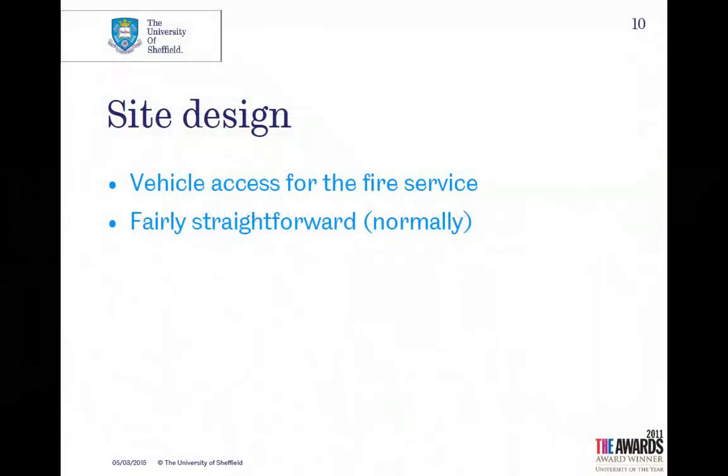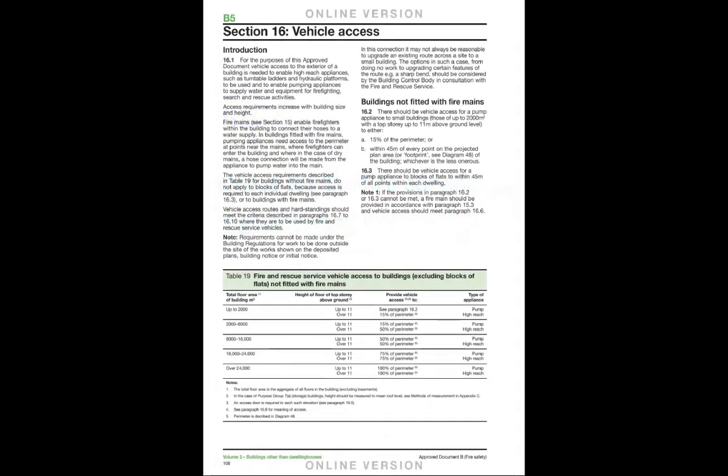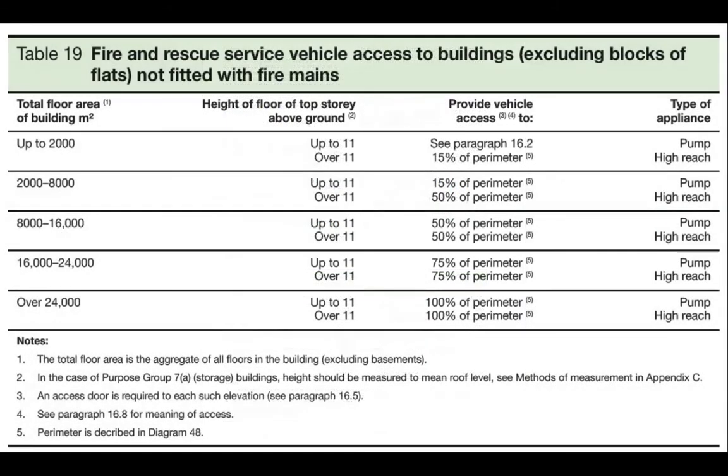And this is fairly straightforward, I would say, normally. So let's have a look at it. That's the important page, page 108, and that's a close-up of it. Basically, all they're saying is, depending on the size of your building and on how high it is, you need to make sure that the fire service can get to a reasonable extent of the perimeter of your building. Basically, can they get to your building with a fire truck, and can they get in? That's all they're looking for.